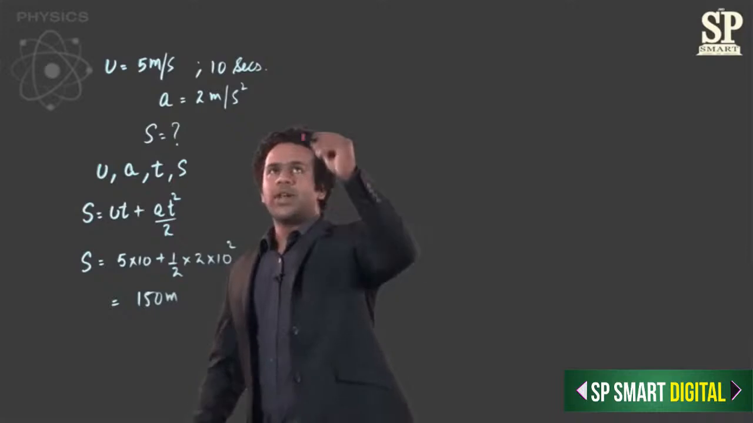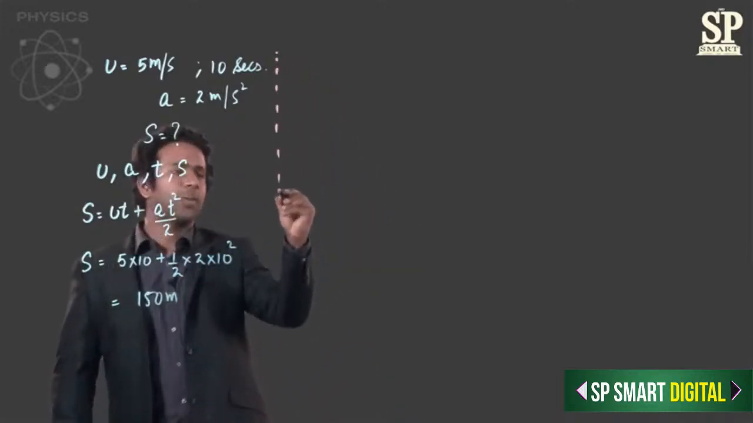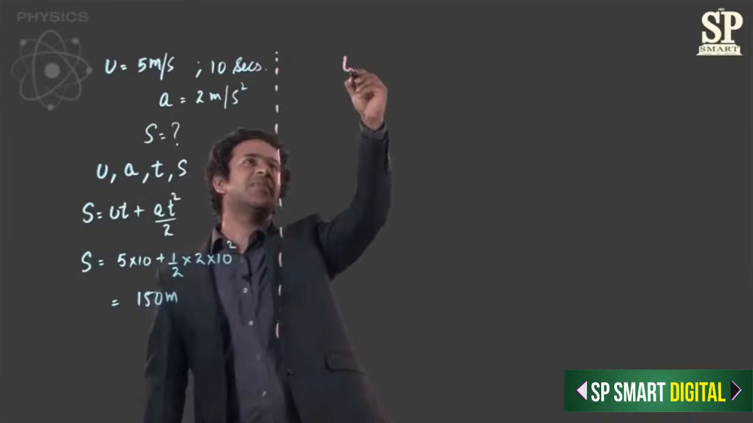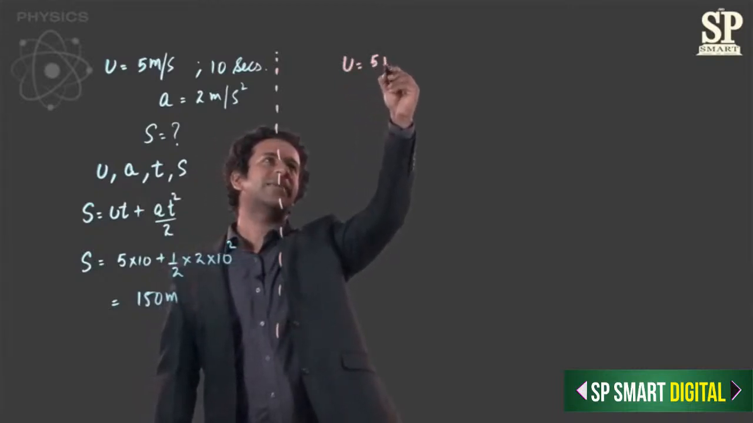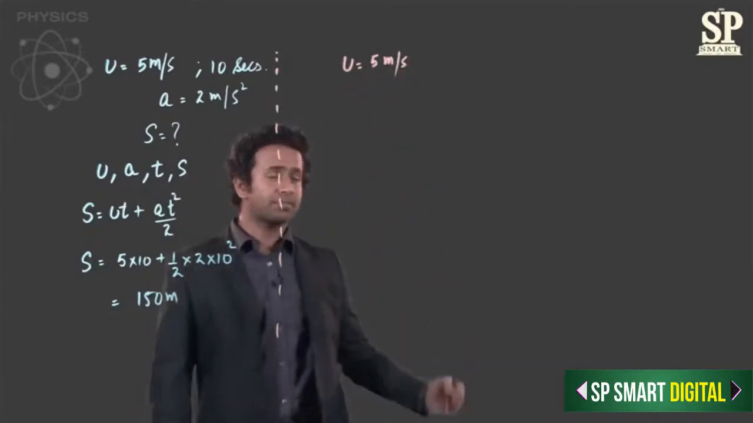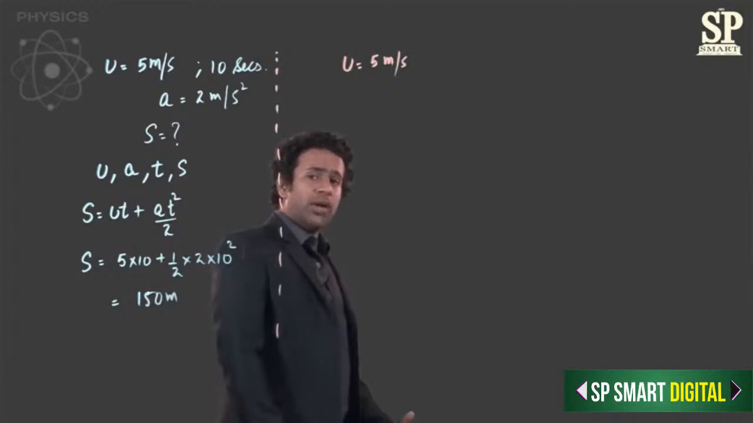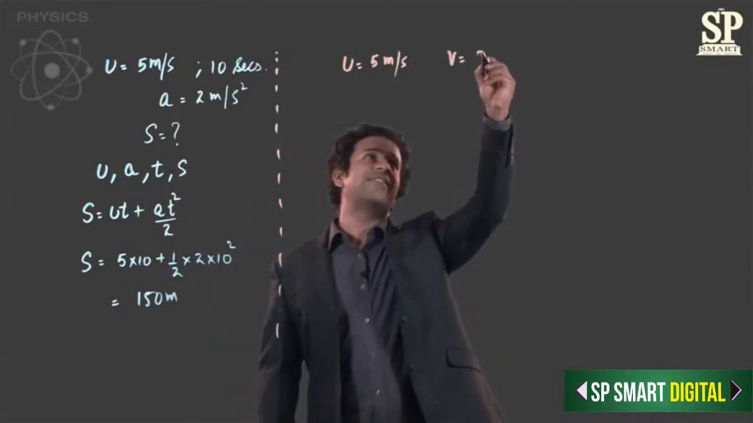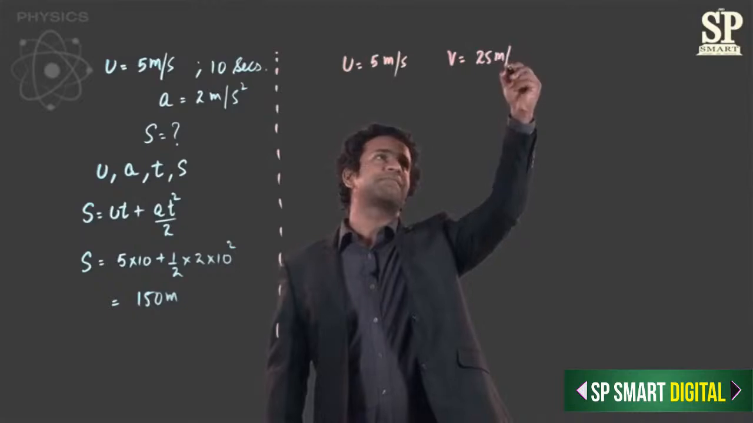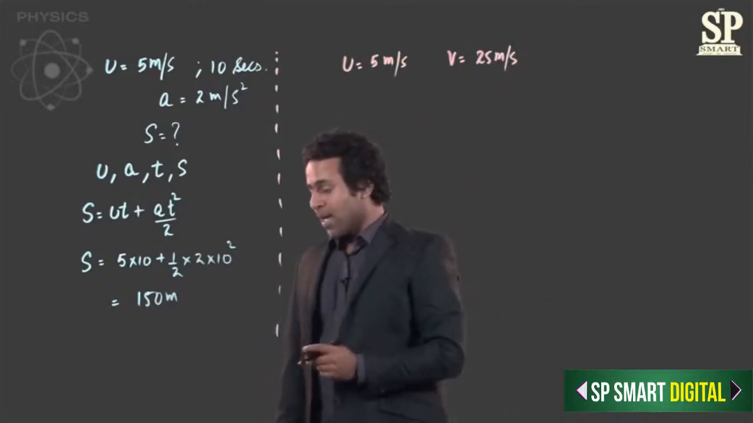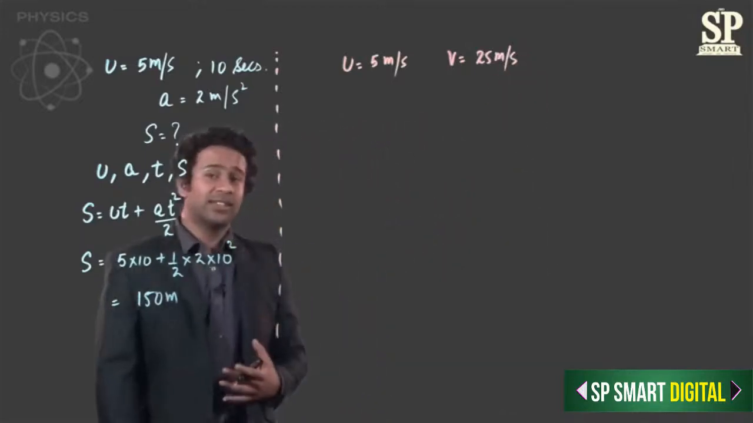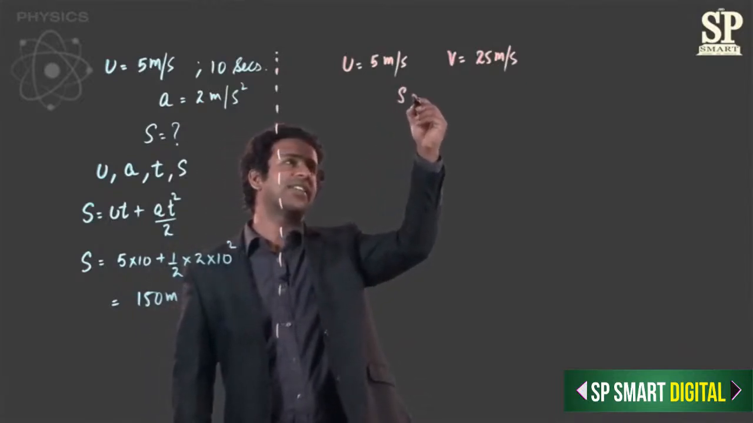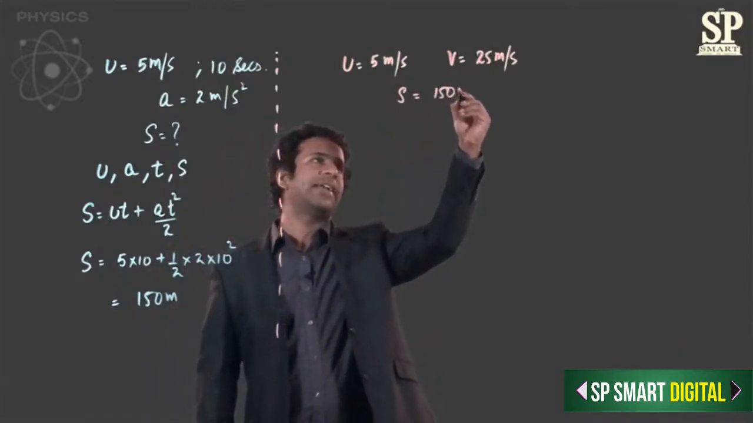Right. So another similar question could be that if given a particle has an initial speed of 5 meter per second, you are told that the final speed of this particle was 25 meter per second, and you're given that during this motion the particle covered a distance of 150 meters.